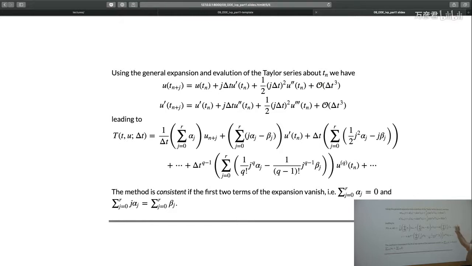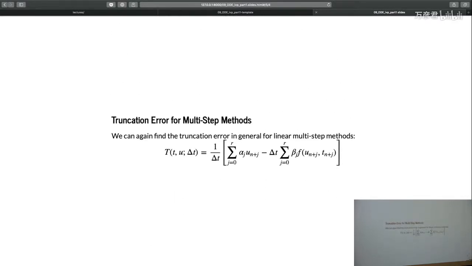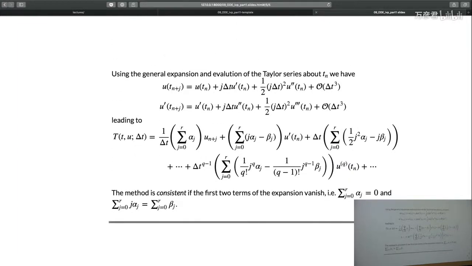So I plug those all in, and I collect terms. I'm just taking the Taylor series for each of these t_(n+j)'s, plugging them in and collecting the like terms. And I get these kinds of telescoping sums. So the first one is the sum of the alpha_j's times u_(n+j). That's just from the original term we have.